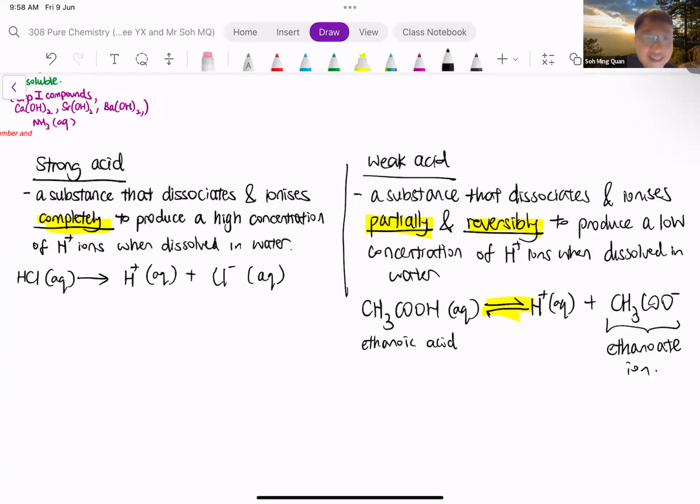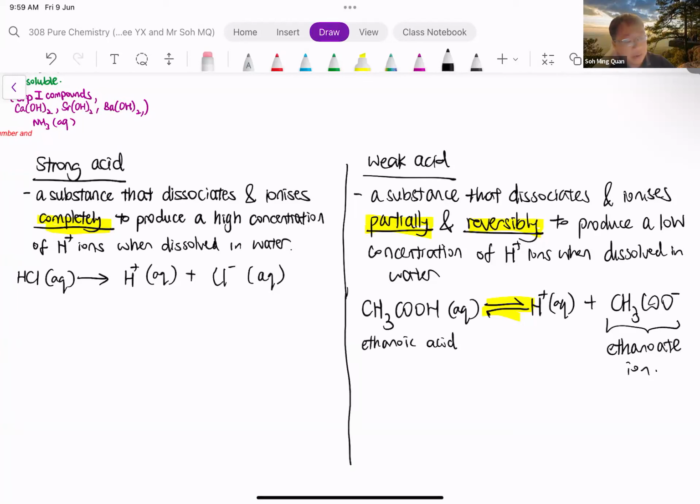Organic acids are weak acids. For acids, it has to be a carboxylic acid. All right. So alkanes, alkenes, they are organic, but they are not acidic because they do not dissolve in water. They do not dissociate to produce H+. Okay. Now this is ethanoic acid. So carboxylic acids are weak acids.